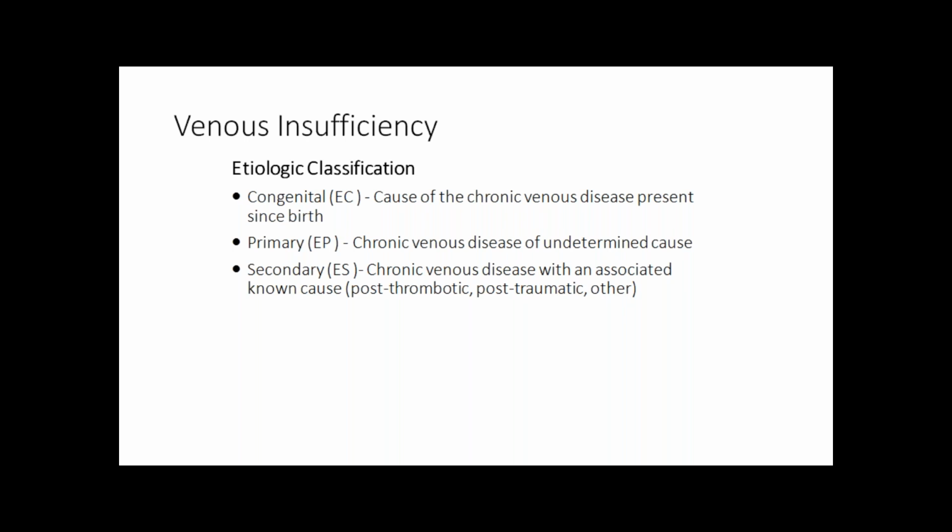The other one is the primary, that is chronic venous disease of undetermined cause. Most, 90% of cases, are primary, whereas secondary chronic venous disease has an associated known cause, that is DVT, deep venous thrombosis, any injury, pelvic tumors, pregnancy, all those things.